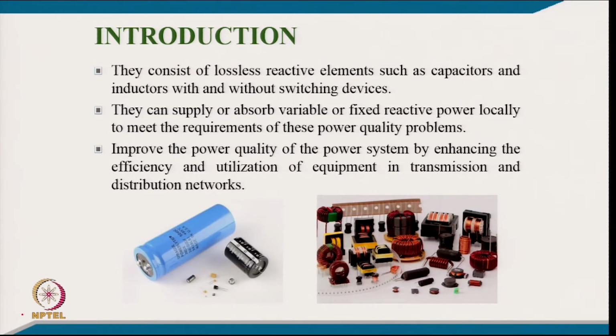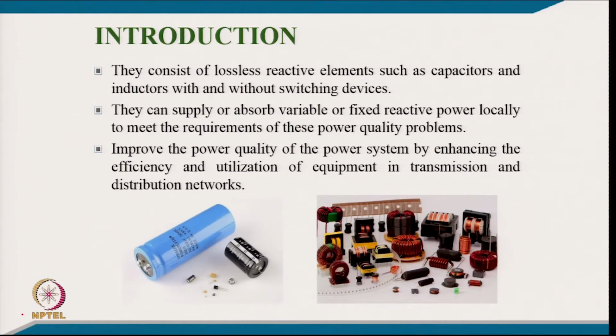Well, to introduce, a passive compensator consists of lossless reactive elements such as capacitors and inductors, with and without switching devices, and they can supply or absorb variable or fixed reactive power locally to meet the requirements of power quality problems and improve the power quality of the power system by enhancing the efficiency and utilization of equipment in transmission and distribution networks. And this consists mainly of, as we show in the photo here, different inductors, kind of reactors, as well as capacitors, which you can call AC capacitors, because it is an AC network.